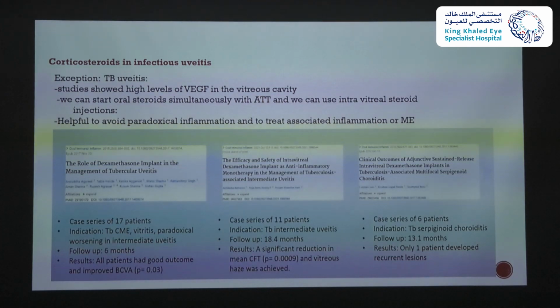As we said, the exception is TB uveitis, because there is a lot of literature that showed improvement of TB uveitis when adding corticosteroids, whether injection or systemic, in cases of severe vitritis or cystoid macular edema, or paradoxical worsening after starting the anti-TB treatment.